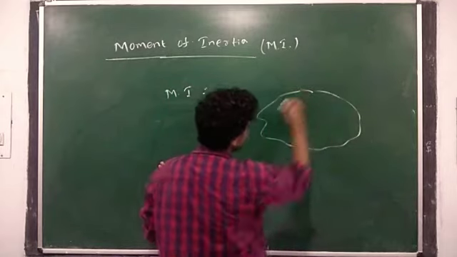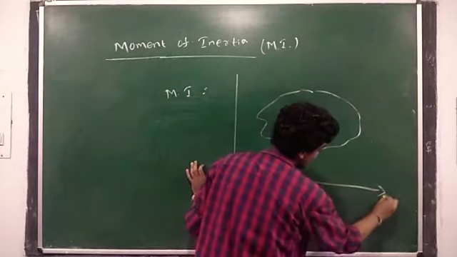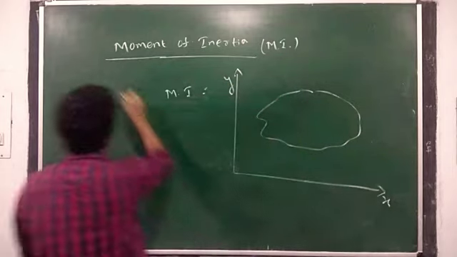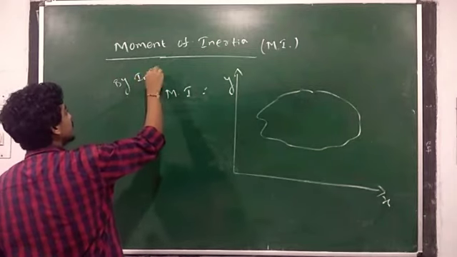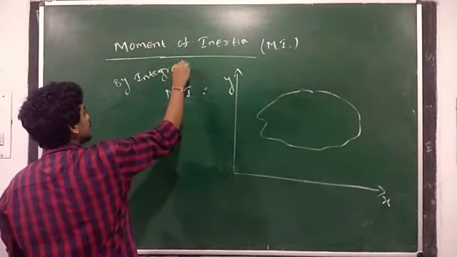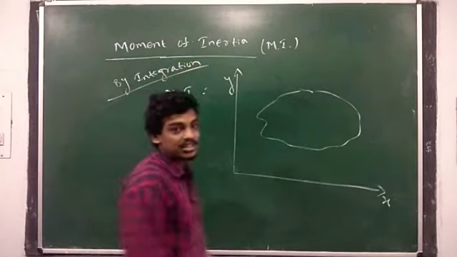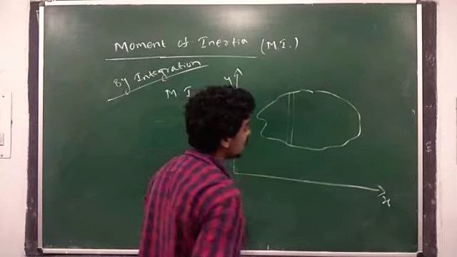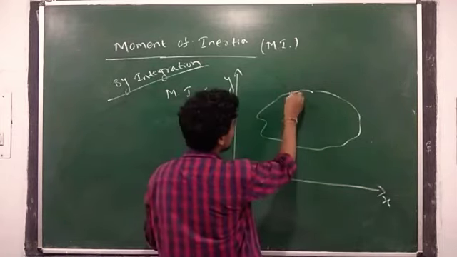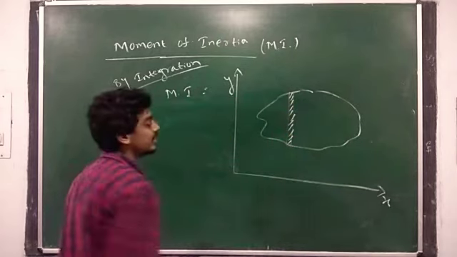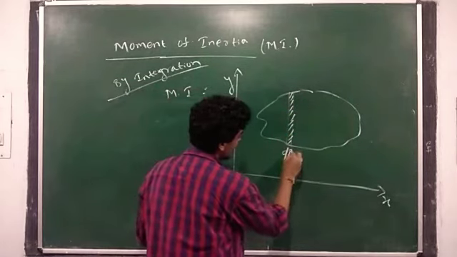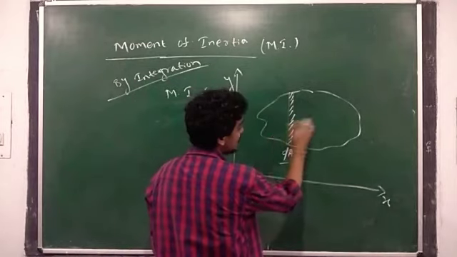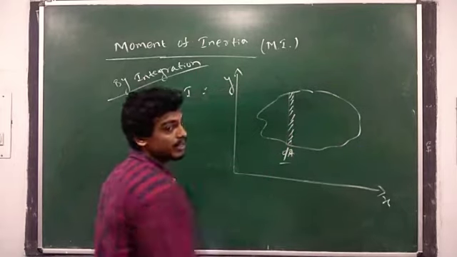Suppose this is a section, this is x-axis and y-axis. So by the integration, I already told, by integration method we have to calculate. Integration means integrating the total area. Integration means one type of summation. So before taking the total area, we should take one small area before integration. So suppose the small area denoting as dA, that is a small area, and after integrating this area, the total will give you the moment of inertia.